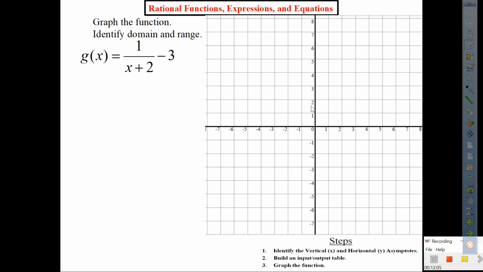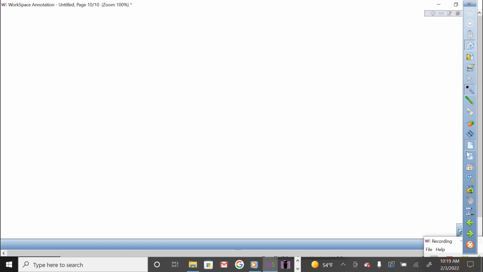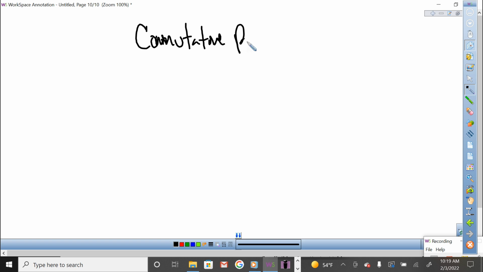So before I move on to the next portion, look up to the screen real quick. 2 things. Number 1, commutative property, don't copy this, of addition.